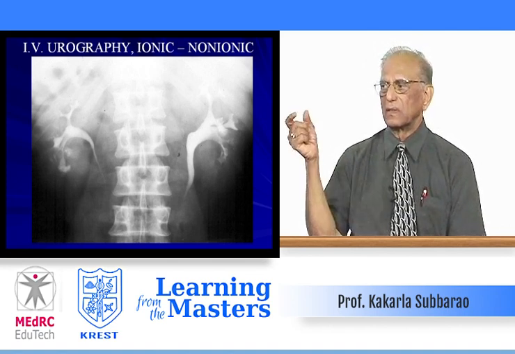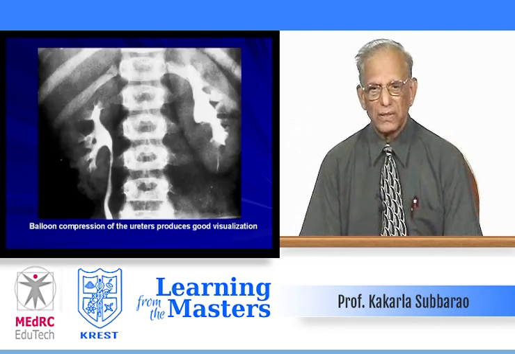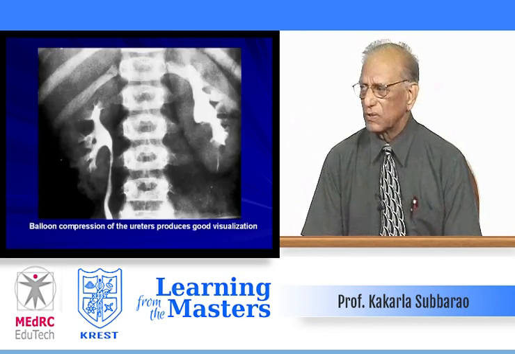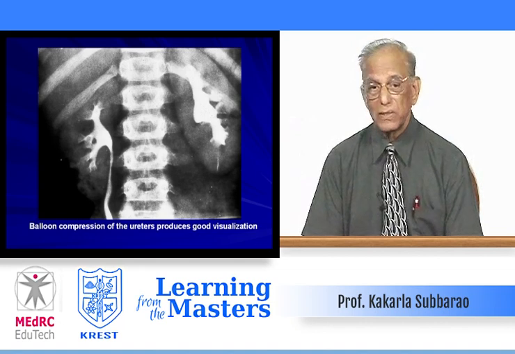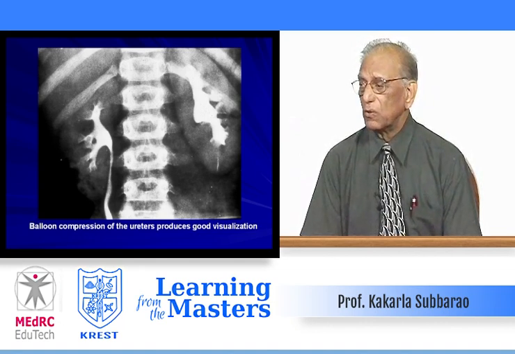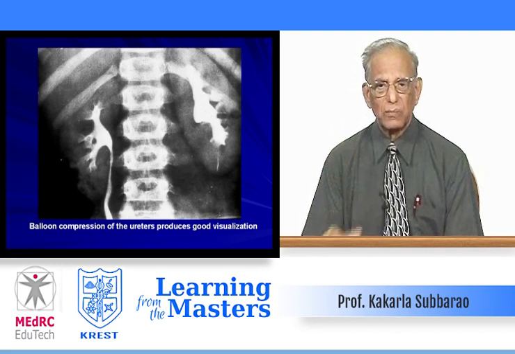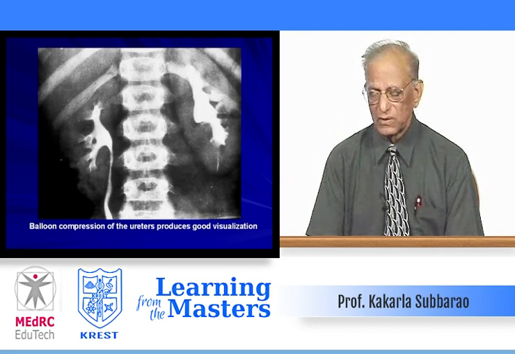IV urography, ionic and non-ionic. Look at the nice visualization of the calyces and pelvis, but not the entire ureters, only segments of ureters we could see. That's why we use compression technique in order to see the proximal ureters. Balloon compression of the ureters produces good visualization because the contrast is retained in the calyces and pelvis. Note the extrarenal pelvis in the left kidney.